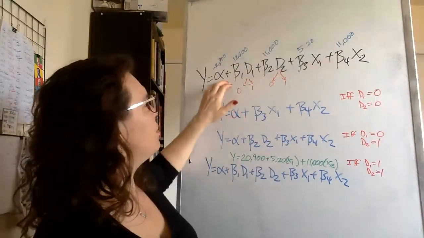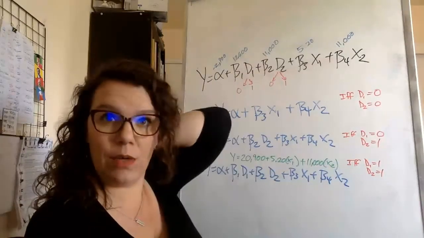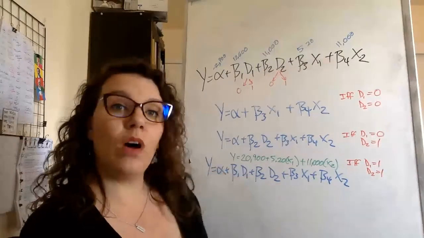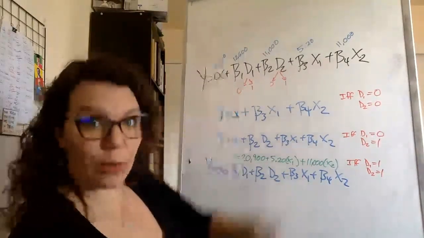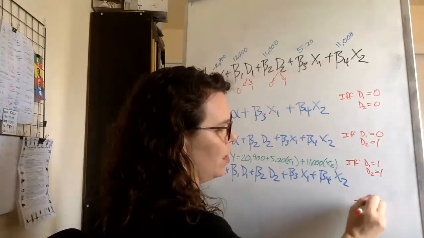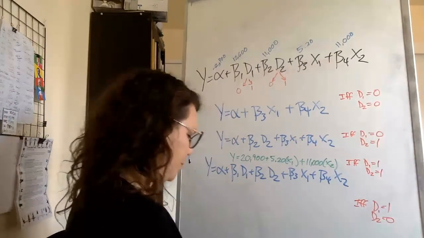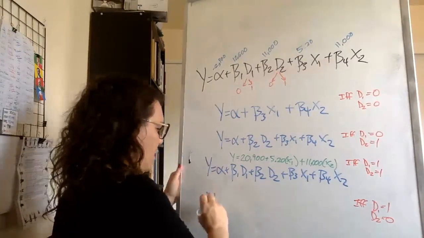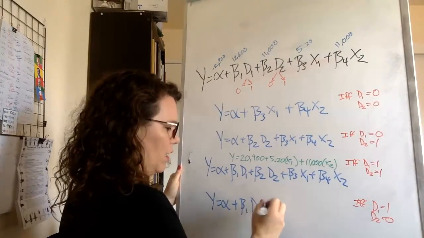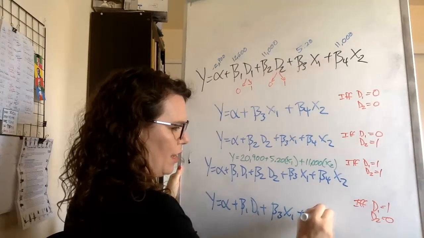Because these become constants if it's 1 or nothing if it's 0. If D1 is equal to 0, then beta 1 doesn't matter. If D1 is equal to 1, then beta 1 becomes another constant. And that's why we get a system of equations. So now let's do the last one. If D1 is equal to 1 and D2 is equal to 0, then our equation becomes y equals alpha plus beta 1 D1 plus beta 3 X1 plus beta 4 X2.